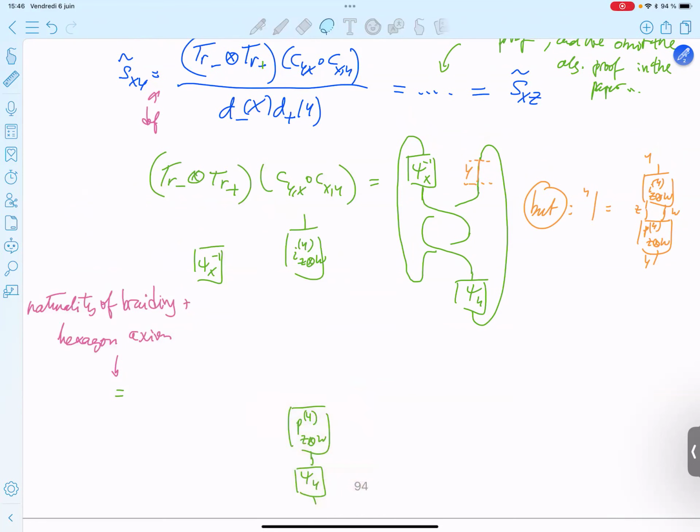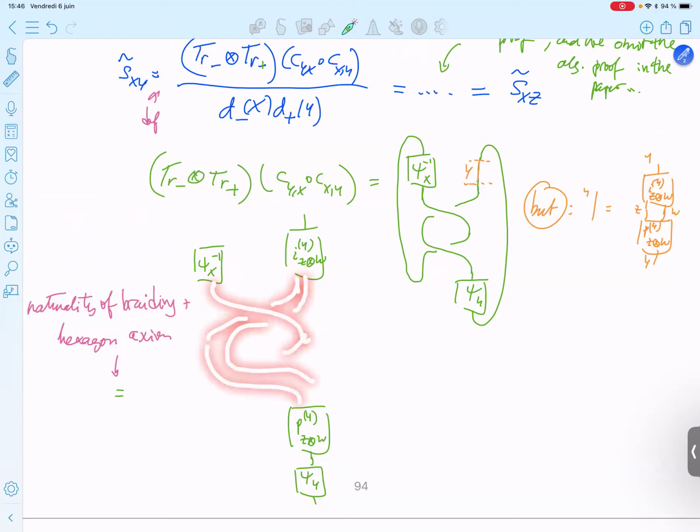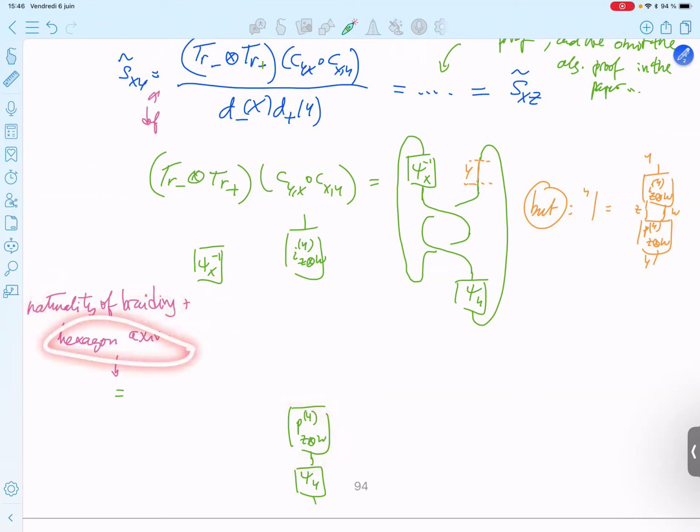Okay, so you have the double braiding. So you have something like that. You have this, and here you have the double braiding, etc. And then you will do that and do that. But we want to apply naturality, we put it down, and we will automatically apply the hexagon axiom directly. So you get the following.